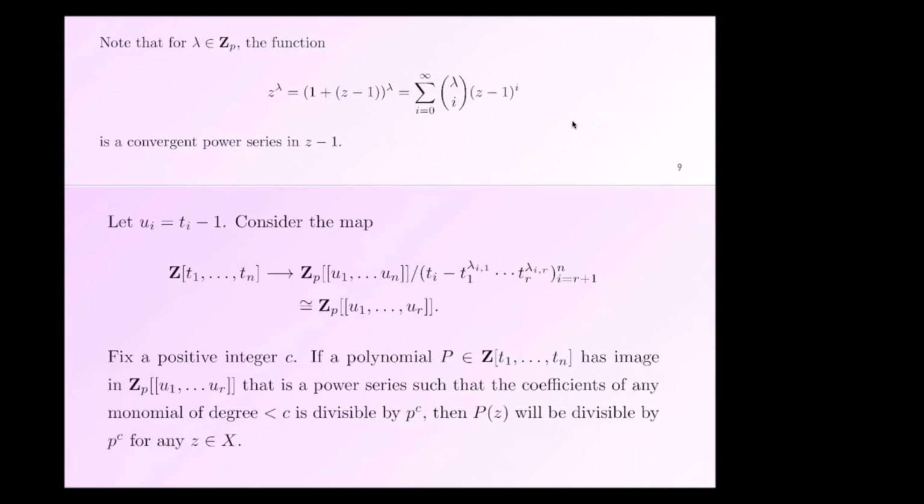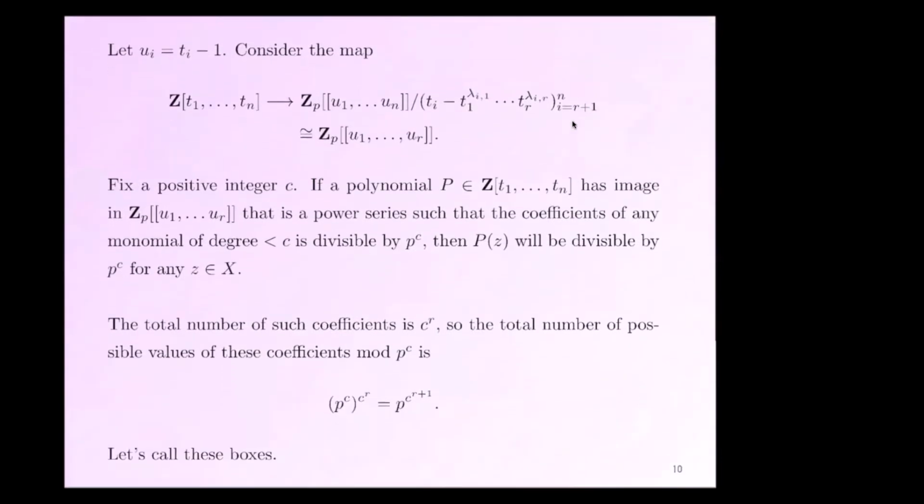So this, as a ring, as a Z_p algebra, is just isomorphic to Z_p adjoined the first r variables. What I'm saying is that the last n minus r variables are dependent on the first r. Okay, so you consider this map.